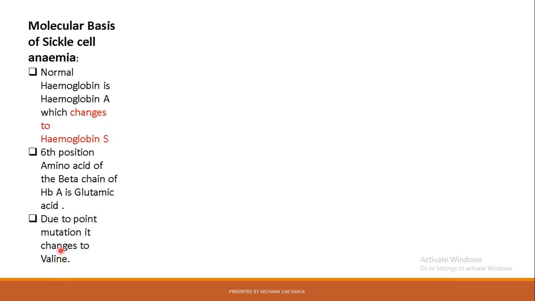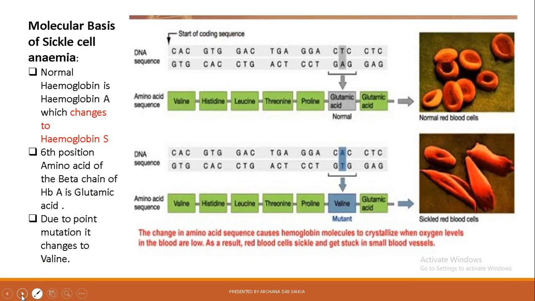Because the gene underwent mutation, it results in complete transformation of the hemoglobin. Complete transformation of hemoglobin A to hemoglobin S. Hemoglobin A will change to hemoglobin S due to the replacement of glutamic acid by valine. So here we have a picture representing it.